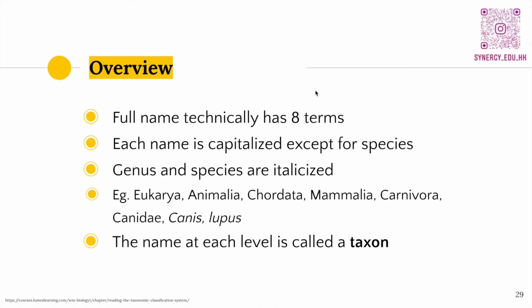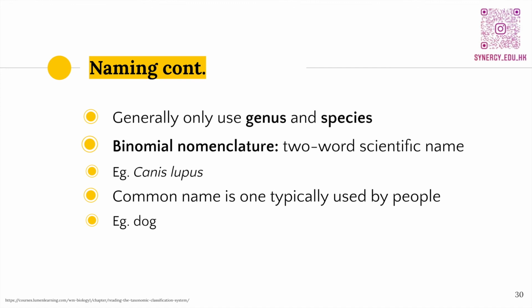So the name at each level is called a taxon. To continue, scientists generally only use genus and species when naming an organism. This is called binomial nomenclature, which is an organism's two-word scientific name. For example, a dog's binomial nomenclature would be Canis lupus. And the common name is one that is typically used by people, which is dog.